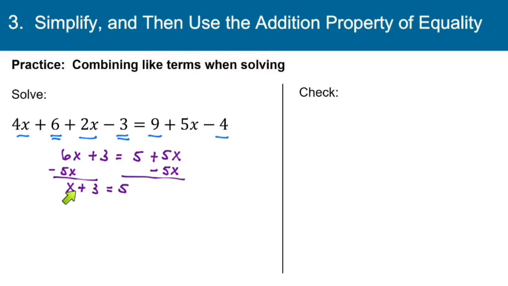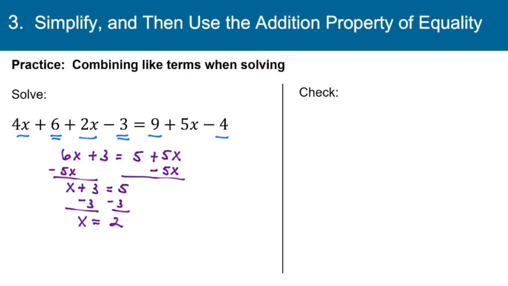So now continuing to isolate the variable, we can see we need to get rid of this constant term. So we'll put minus 3 on both sides of the equal mark, and that's going to give us on the left x plus 3 minus 3, which adds up to x, and 5 minus 3, which adds up to 2. So our solution is 2. Now let's check this.